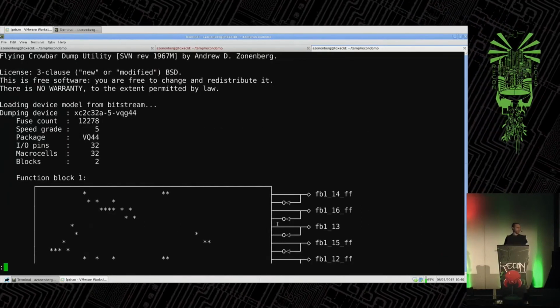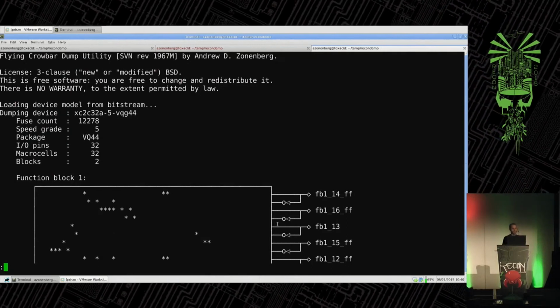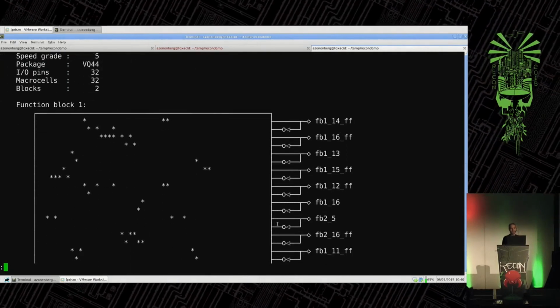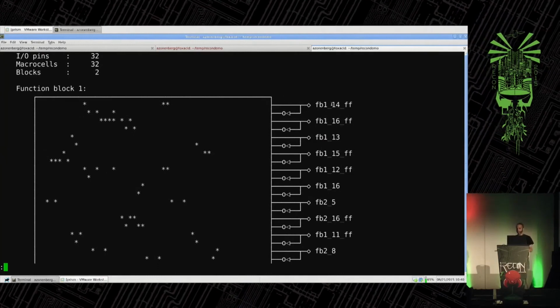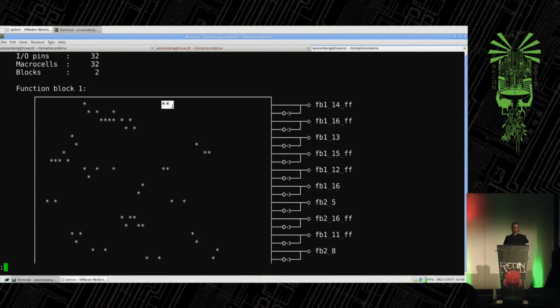So this is what happens when we actually try dumping the bitstream. This is not the same bitstream. This is a different one. I just picked one at random I had sitting around. So we have a nice ASCII art schematic showing all the inputs coming in from the PLA, or coming in from the global routing. Each of these represents one connection.